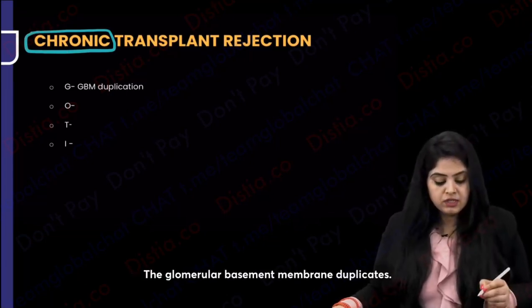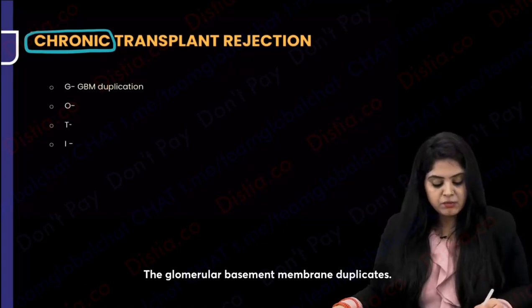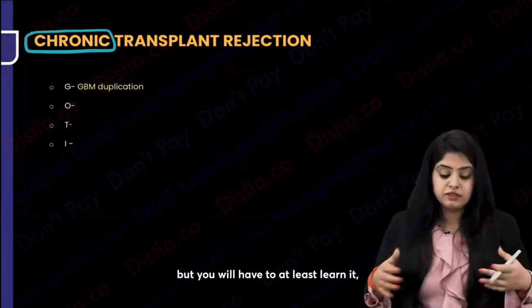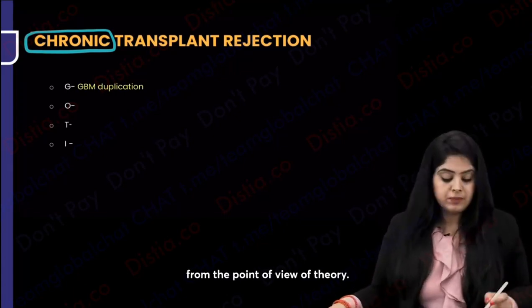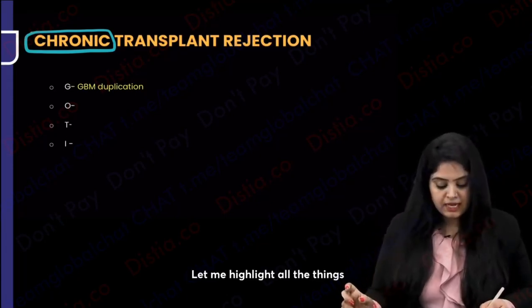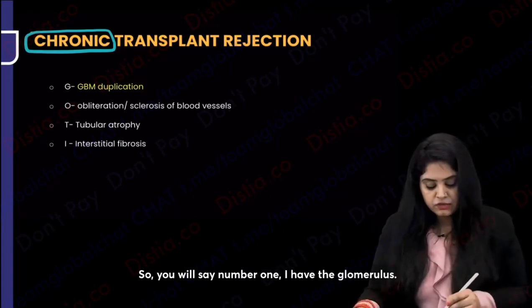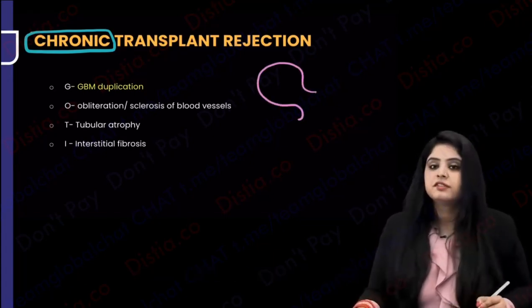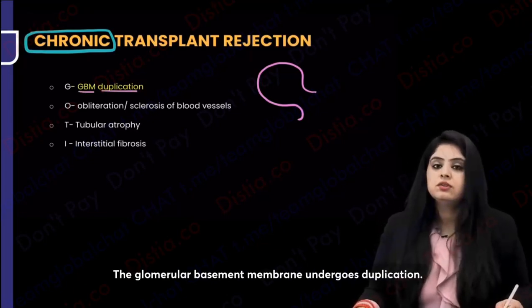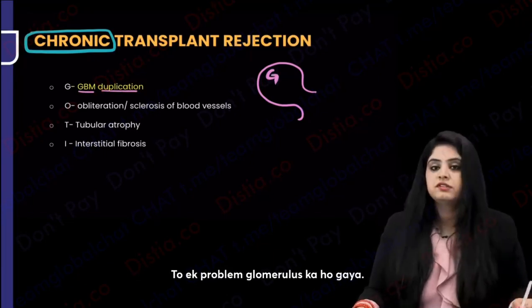What is GOTI? The glomerular basement membrane duplicates. This is something you'll have to do ratta. You're not going to get pictures of it, but yeah, you'll have to at least learn it from the point of view of theory. So first is, think of all the things that you have in the kidney. Let me highlight all the things that you have in the kidney. So you'll say, number one, I have the glomerulus. What happens in the glomerulus? The glomerular basement membrane undergoes duplication. So one problem is of the glomerulus.